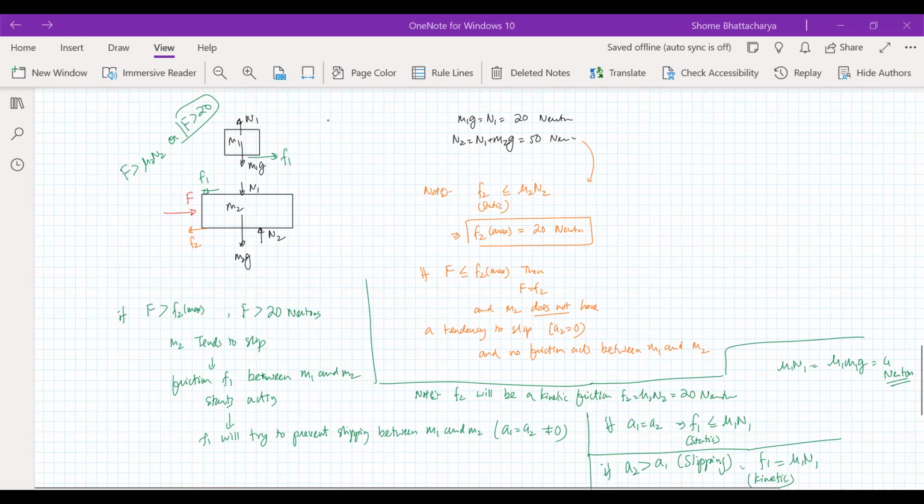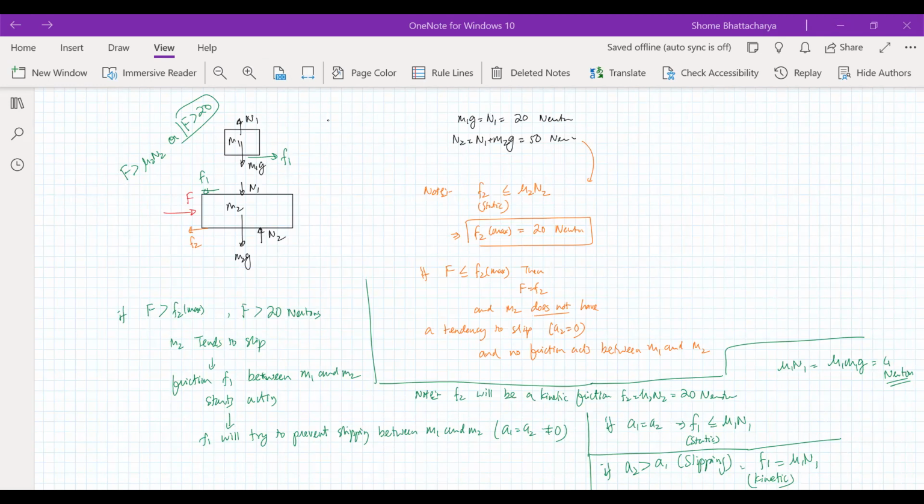Yeah, so I've got some more answers now. Rishita, see what is happening in the second part. If you go through what I've explained just now, once your force is more than 20 newtons, slipping is happening with respect to the ground. So it cannot be that your lower block will be at rest. But there is friction between the two blocks now.